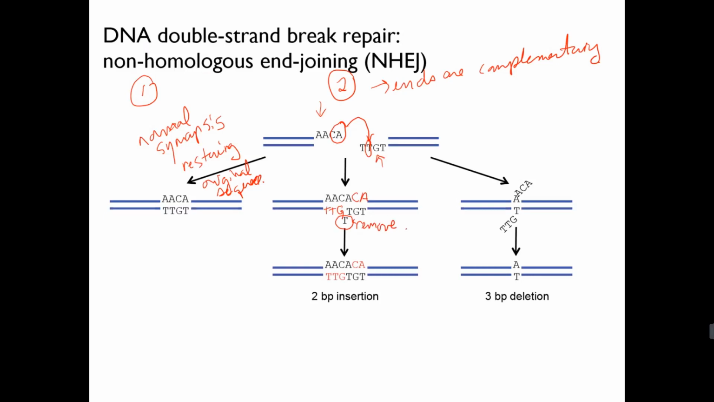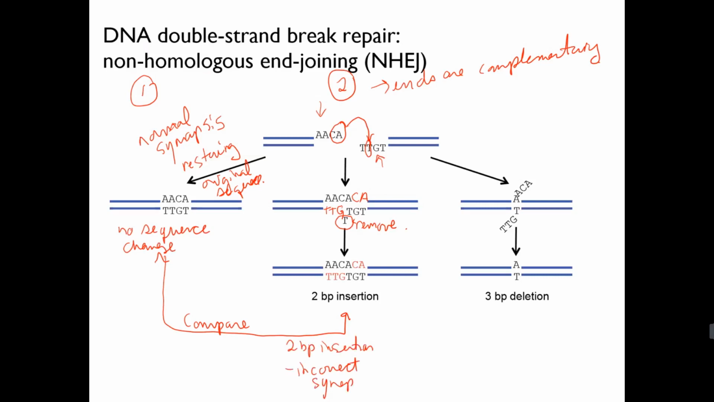So now, if we do a comparison between these two, over here under normal synapsis, we have no sequence change. And here we have a 2 base pair insertion. So an incorrect synapsis event. And those are the 2 bases that have been inserted. Okay, so the original sequence was AACA, and with this 2 base pair insertion, we now have AACACA. So this is an illustration of how an insertion can result just from an incorrect synapsis event by non-homologous end joining, followed by processing of the ends to give ligatable termini.